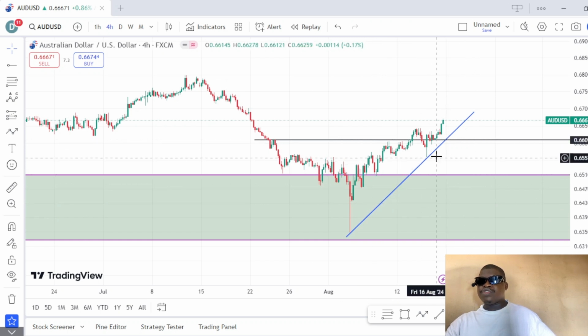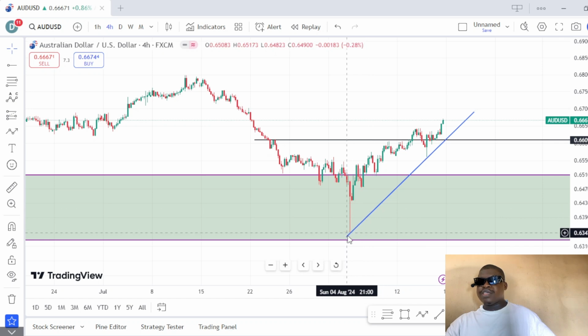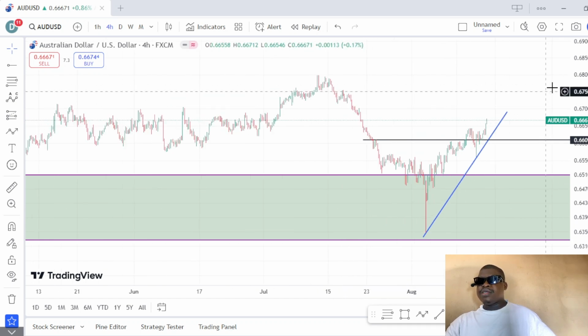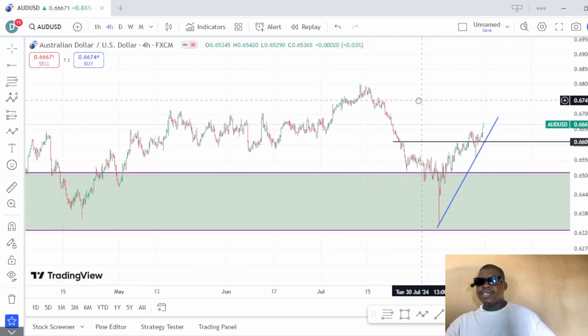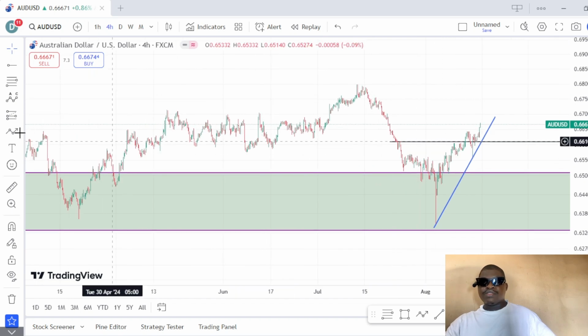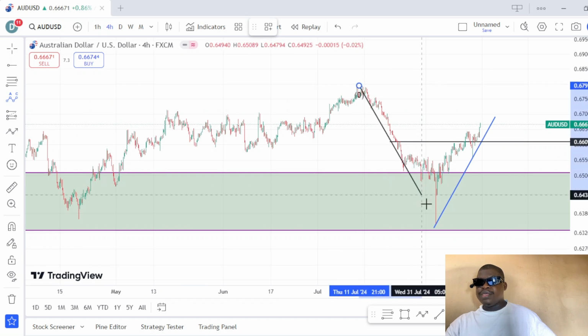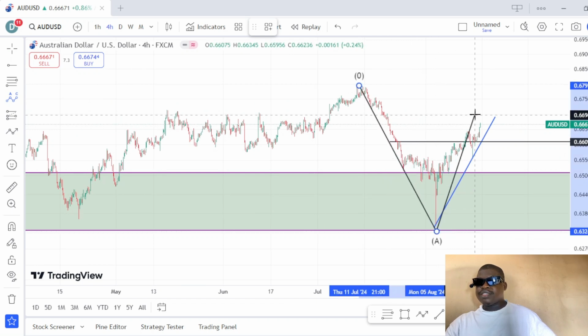And planning our trade. Definitely, if this is being broken, this will be retested and this as well will be retested. So let me do a simple recap concerning the pattern that is currently forming here. It is just a typical ABC pattern that is happening here.